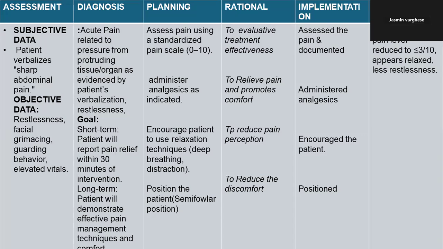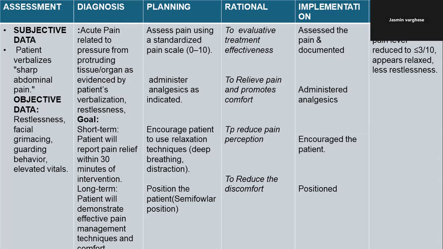First one, acute pain. Subjective data: patient verbalizes sharp abdominal pain. Objective data: restlessness, facial grimacing, guarding behavior, and elevated vital signs. The diagnosis column includes diagnosis and goal. Acute pain related to pressure from protruding tissue or organ as evidenced by patient's verbalization and restlessness. Goal. Short-term goal: the patient will report pain relief within 30 minutes of intervention. Long-term goal: the patient will demonstrate effective pain management techniques and comfort.